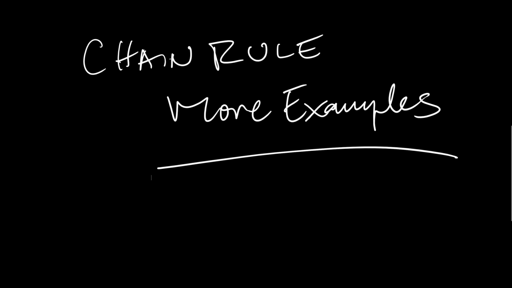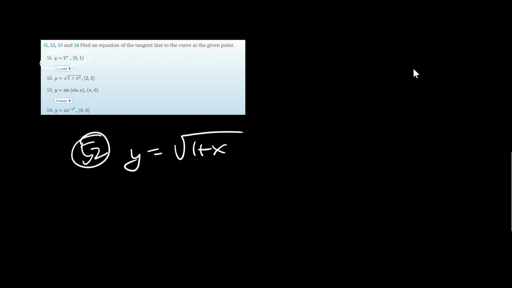So I wanted to do a few more examples of the chain rule, and what I did was I pulled some stuff out of the book. It says find the equation of the tangent line to the curve at the given point. The first one we don't really need to work on. The second one, number 52, says y equals square root of 1 plus x cubed at 2, 3.